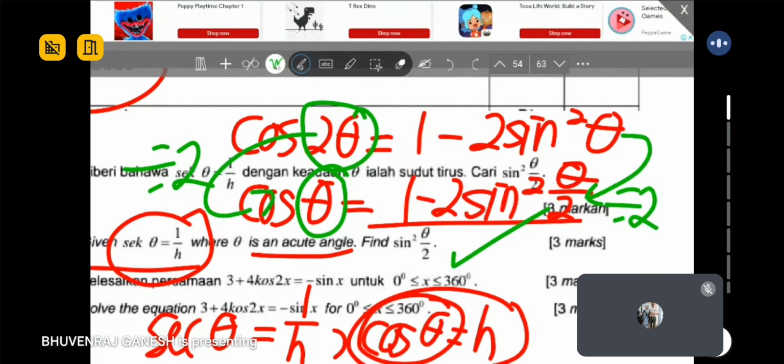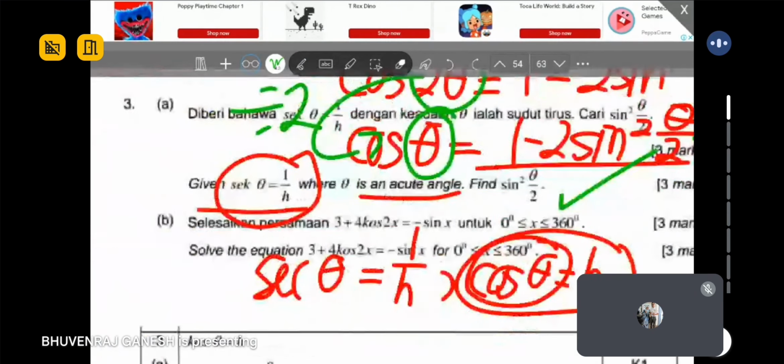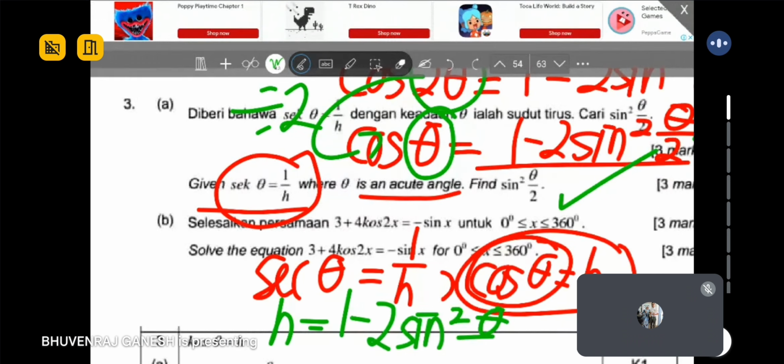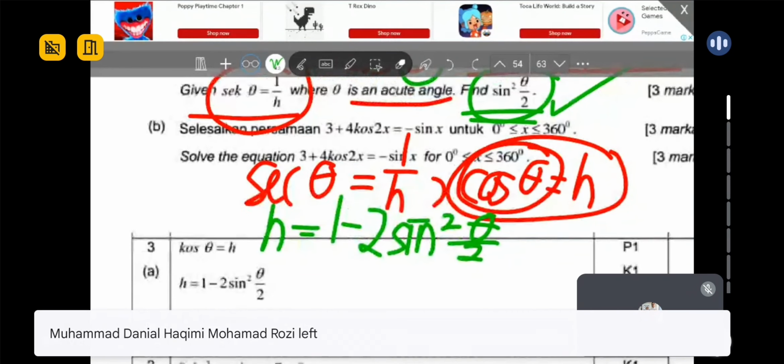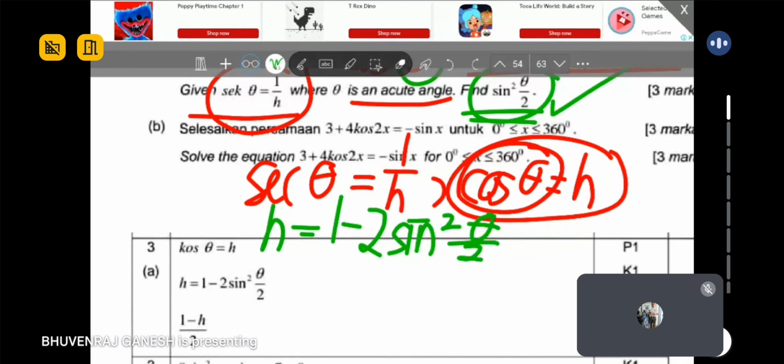Okay, so now you already get the answer lah. Okay, so h equal to 1 minus 2 sine square theta over 2. So this is your equation guys. Ini persamaan baru. So now you just need to rearrange lah. Okay, susun persamaan untuk dapat jawapan yang ni. That's all. Okay, so when you do algebra, you will get this answer. Okay, so jawapan dia 1 minus h over 2. Understand guys? Boleh dapat? Are you clear?